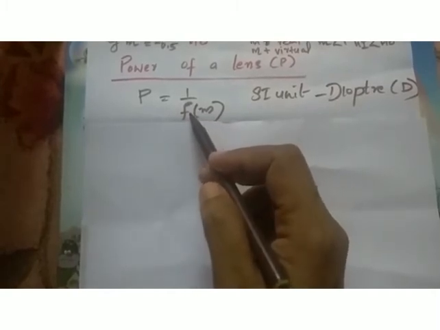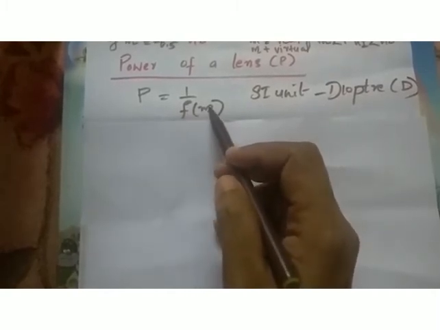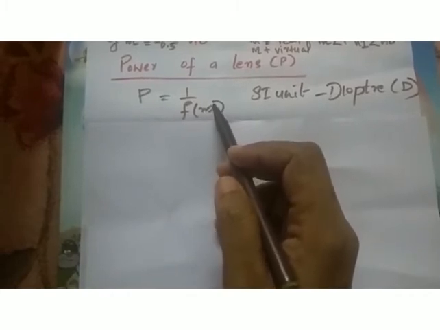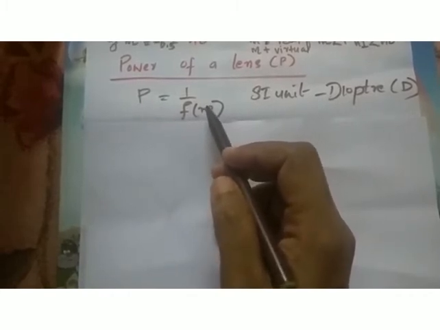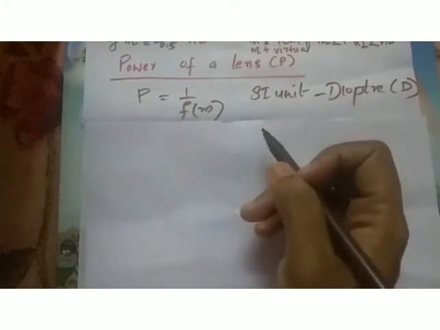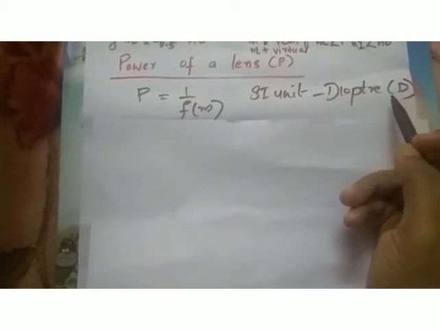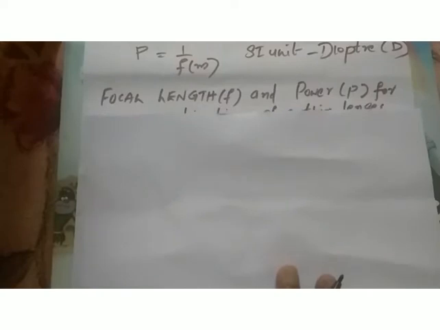If we substitute the value of focal length in centimeters, you will not be able to calculate the exact value of the power of a lens. The SI unit of power is the diopter, and it is denoted by capital D. You have already learned about these concepts in your class 10 physics. Next, we are going to derive the focal length and power for a combination of two thin lenses in contact.